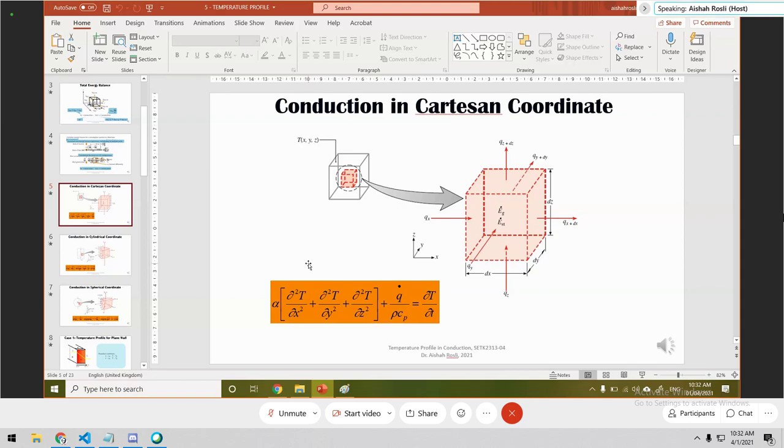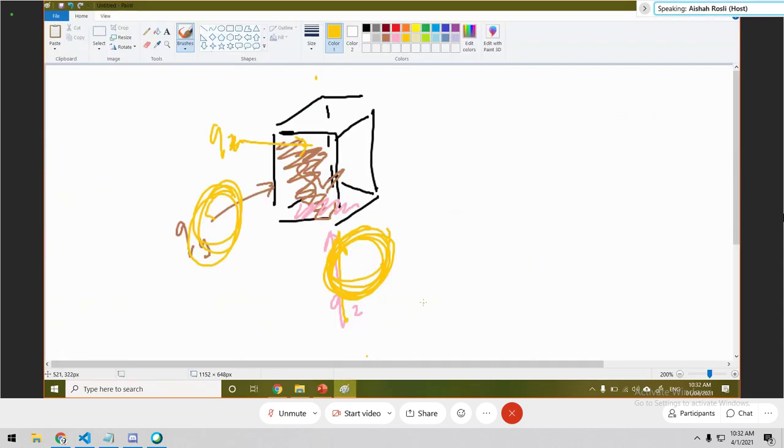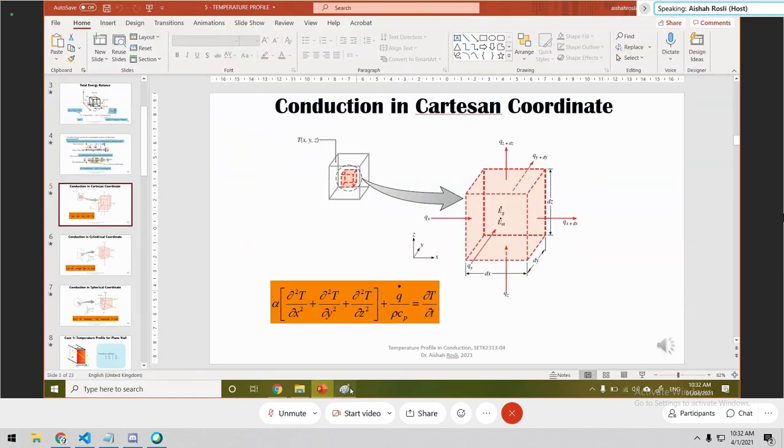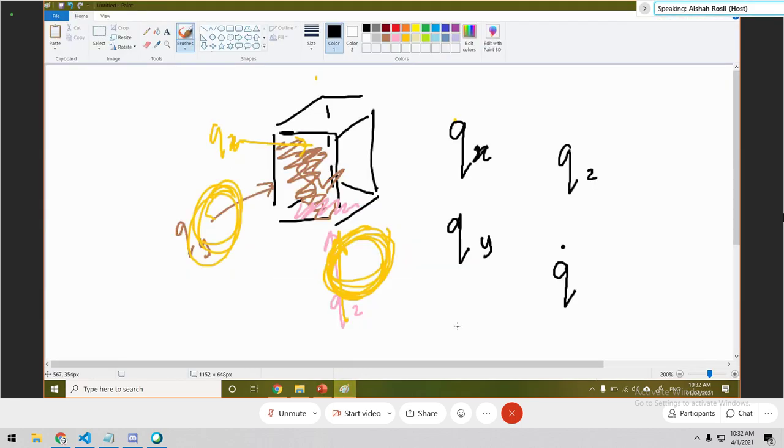Actually, for Q, if you notice, before this I wrote Q X, Q Y, and Q Z. But in the final equation, we have Q with a dot here. So if you see here, it is Q with a dot. So Q with a dot actually means Q.